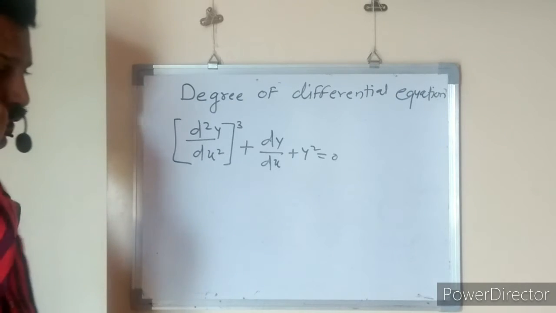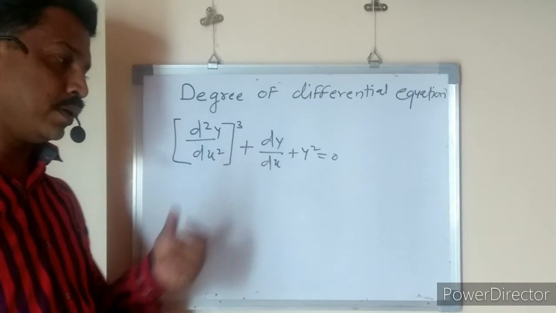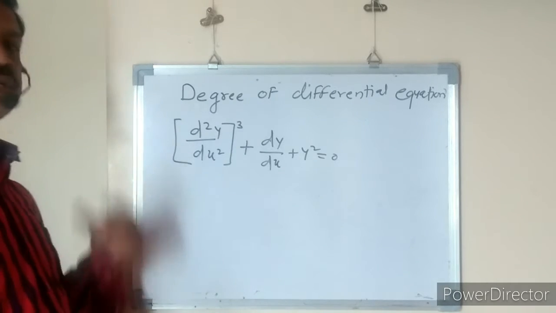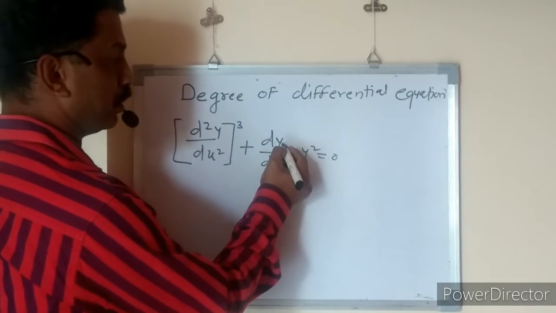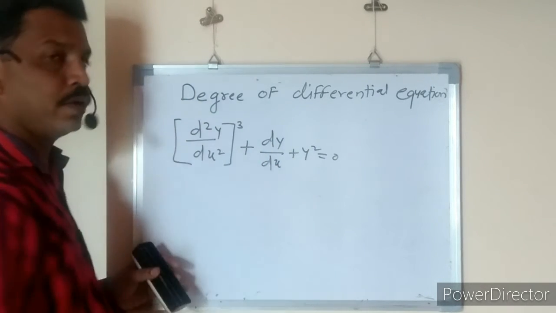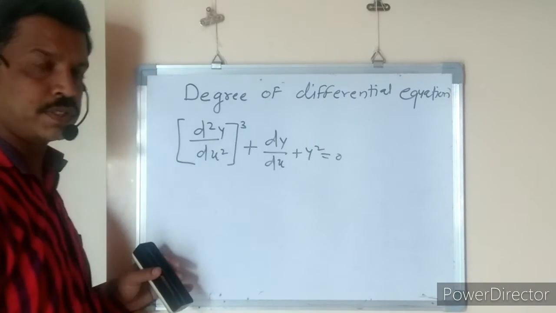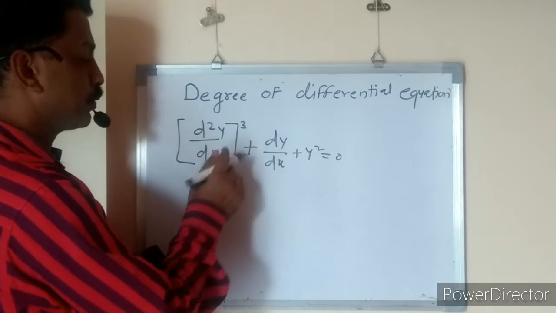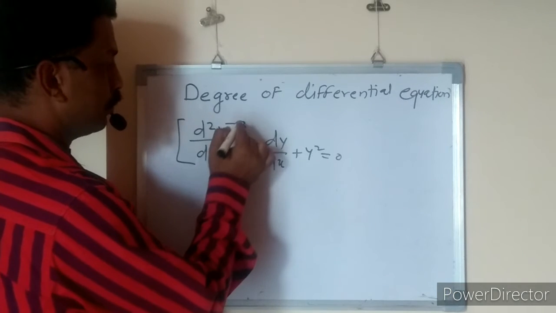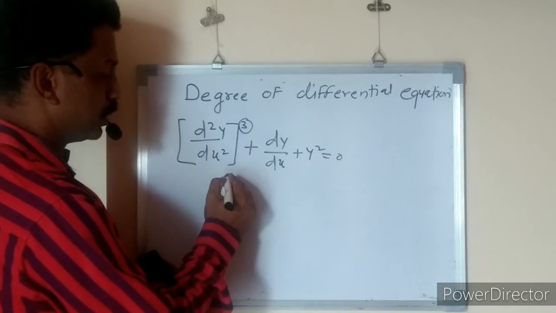The degree of a differential equation is the power of the highest order derivative after the equation is rationalized. So here one derivative is dy by dx, which is the first derivative, and another is d2y by dx square. This is the highest derivative in this equation, and the power of this highest derivative is 3. So the degree of this differential equation is 3.